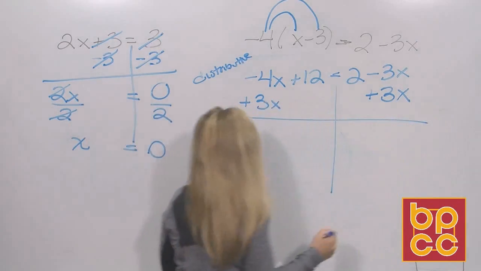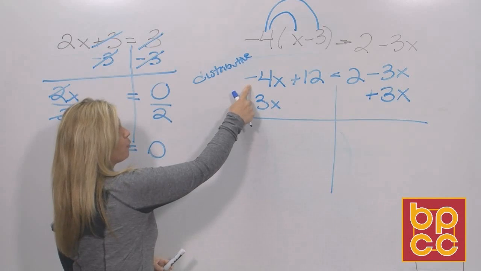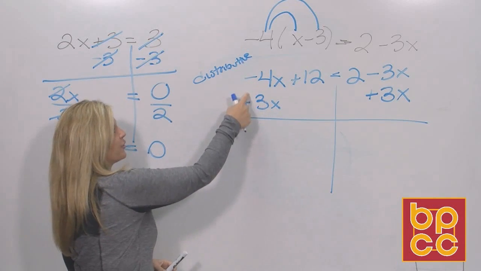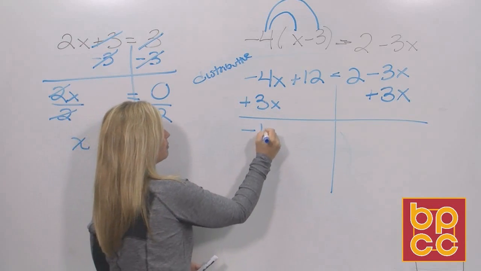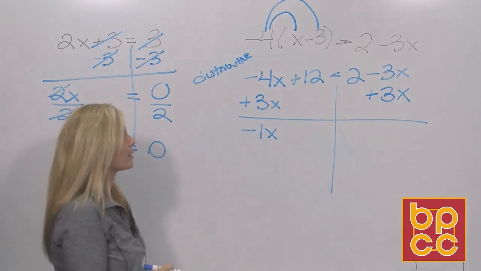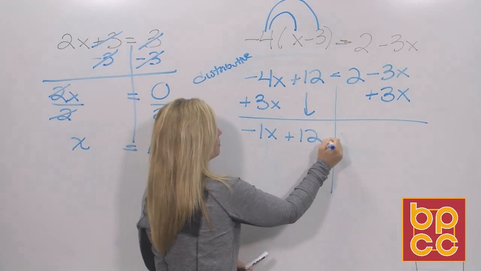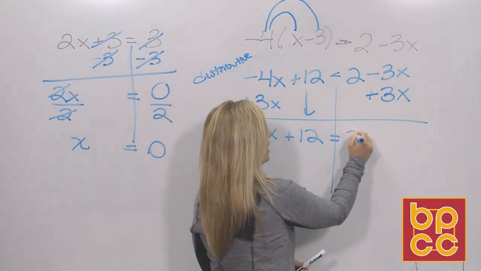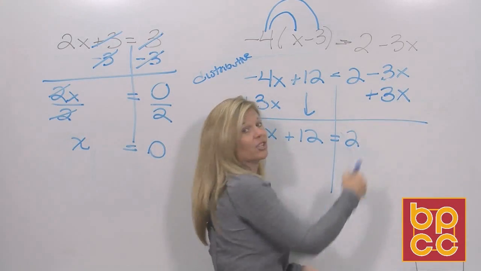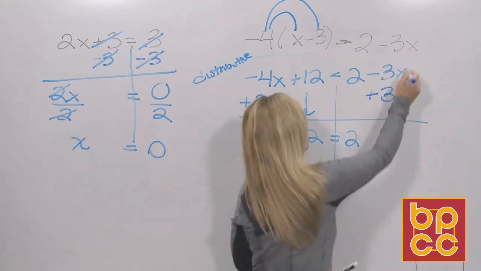Now I'm going to do my work. A negative 4x and a positive 3x. Different signs, you subtract. That would give me negative 1x. The 12 I bring down, and it's positive. Equals. The 2 I bring down. The 3x's are opposites, so they cancel out.